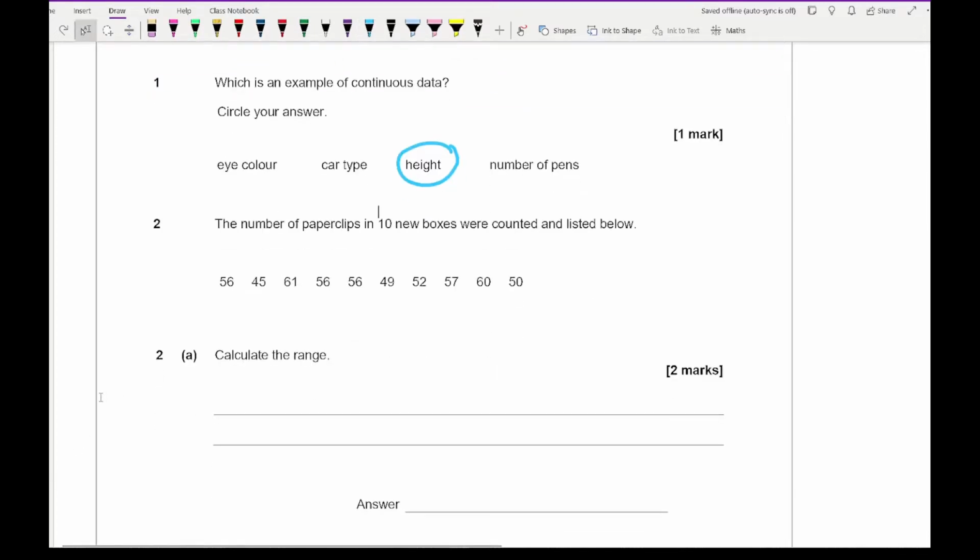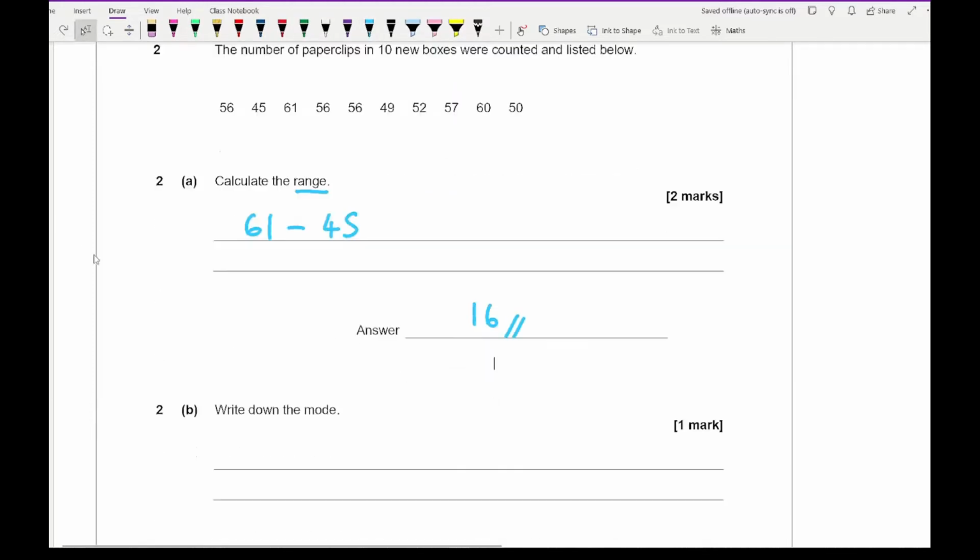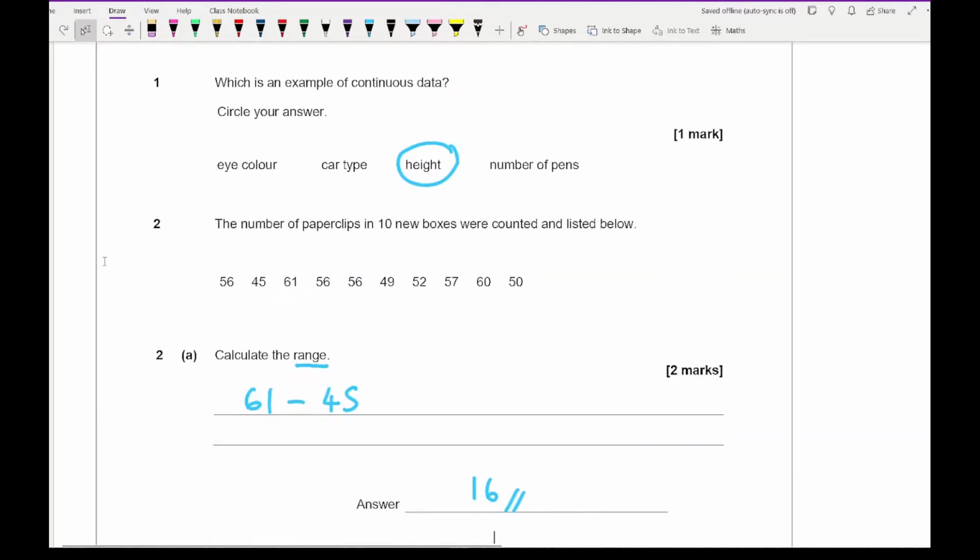Question 2 then says the number of paper clips in 10 new boxes were counted and listed below, and the question is asking us to calculate the range. Now to work out the range, that's going to be the highest number, which looking at the list of numbers is going to be 61, minus the lowest number, which in this case is going to be 45. So if I take away those two numbers, what do I get? Well, I'm going to get 16. Then moving on to B, it says write down the mode. So the mode is the number that appears the most, and that one is going to be 56.